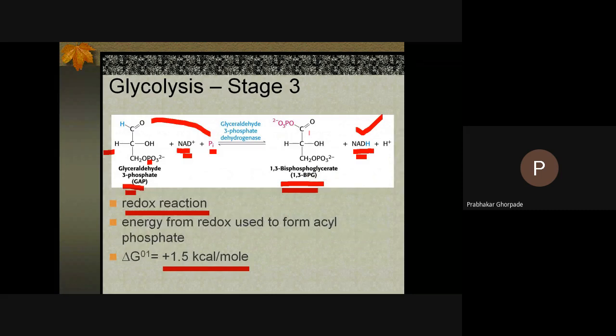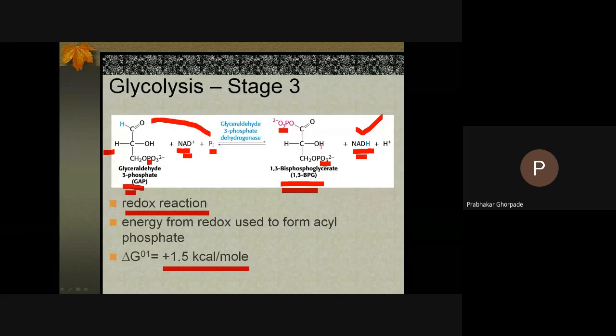Whenever you see a complex structure like this, the structure looks complex, but if you pay close attention to it, all the meaning of the names will be in the structure, like the 1 and 3 positions. 1,3-bisphosphoglycerate means that at 2 positions a phosphate group is there, so that is why we call it 1,3-bisphosphoglycerate molecule.